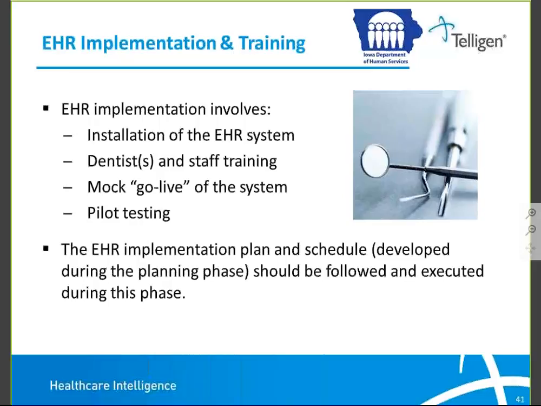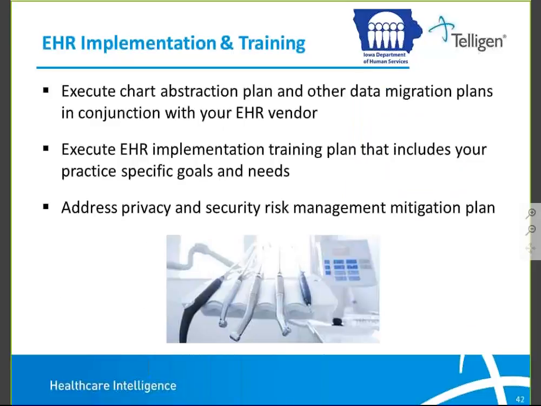The EHR implementation plan and schedule, which is developed during the planning phase, should be followed and executed during this phase. You'll be executing your chart abstraction plan and other data migration plans at this particular point, and again with your vendor. You'll be executing your EHR implementation training plan that includes your specific practice goals and needs. And you'll be addressing any privacy and security risk management for your mitigation plan at this particular phase.